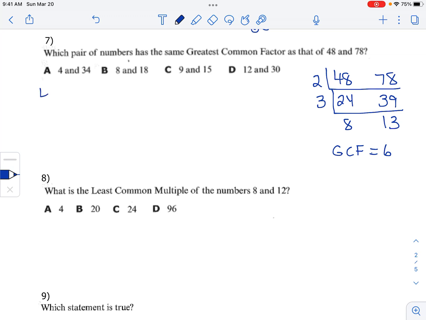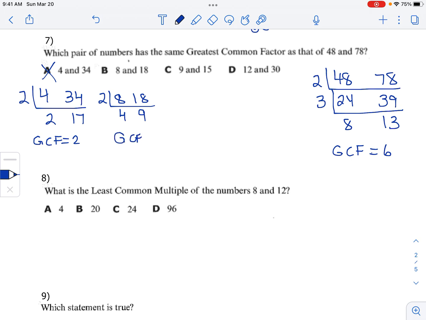So let's go through and find the GCF of the other options here. 4 and 34 are divisible by 2. That's 2 and 17. We can't go any further. This GCF is 2. It's not 6, so it's not choice A. All right, 8 and 18. Both of those numbers are divisible by 2. 8 divided by 2 is 4. 18 divided by 2 is 9. Can't go any further, so the GCF here is also 2.